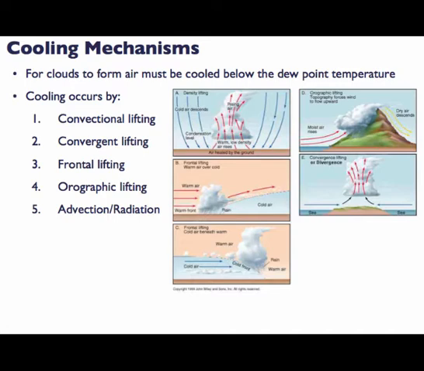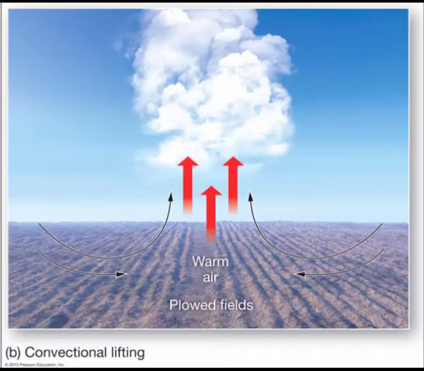So cooling occurs by convectional lifting. We've talked a lot about convection. Convergent lifting, frontal lifting, orographic lifting, which is just because of mountains, and then advection and radiation. So we're going to talk about each one of these very briefly so you can get an idea of how they're a little bit different from each other.